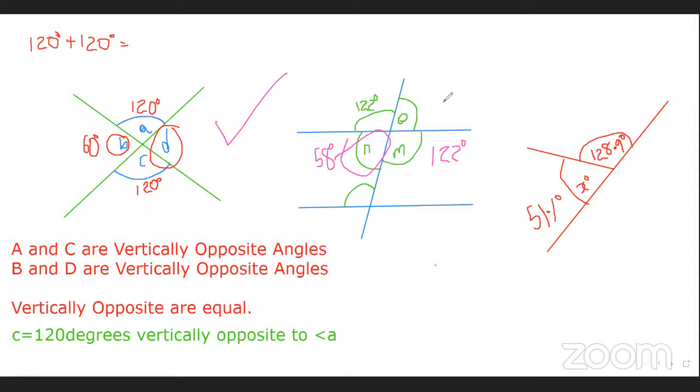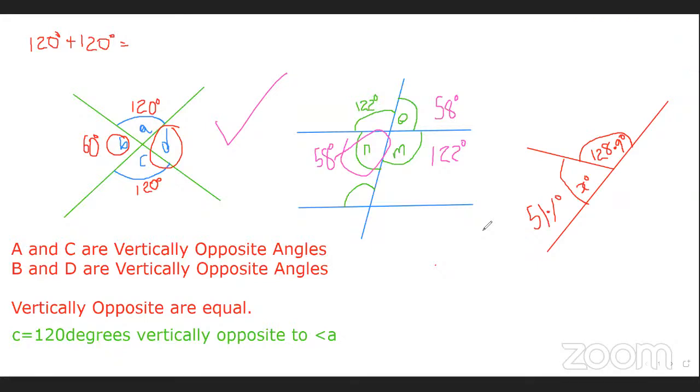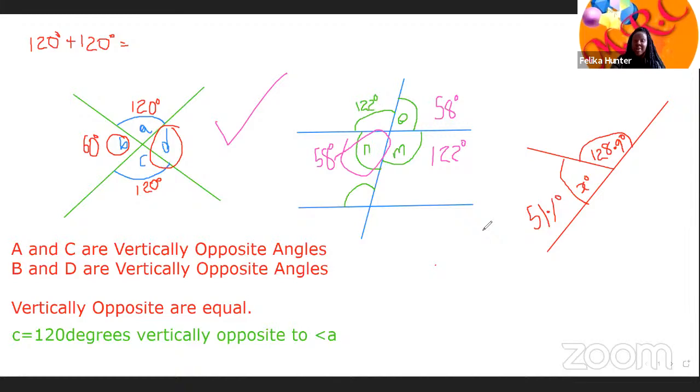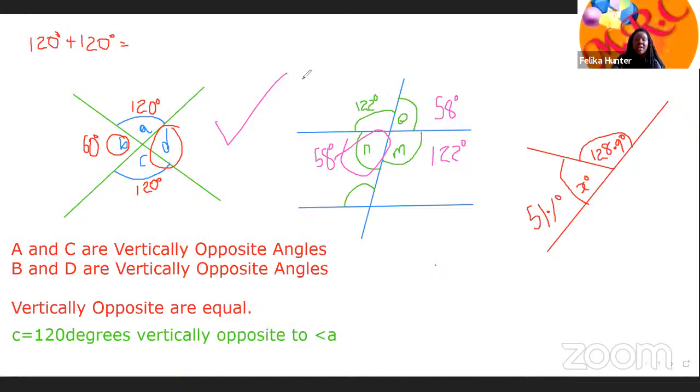58 degrees. Which aspect did you use to get the 58 for O? Vertically opposite or angles on a straight line? Straight line, miss. And we could have used vertically opposite as well. Oh, vertically opposite. All right, good. So we can use any of those.